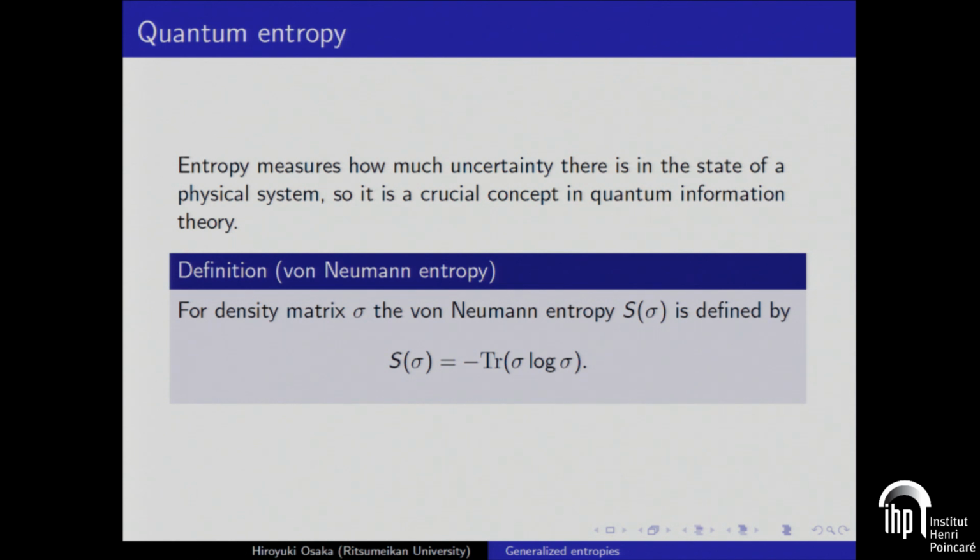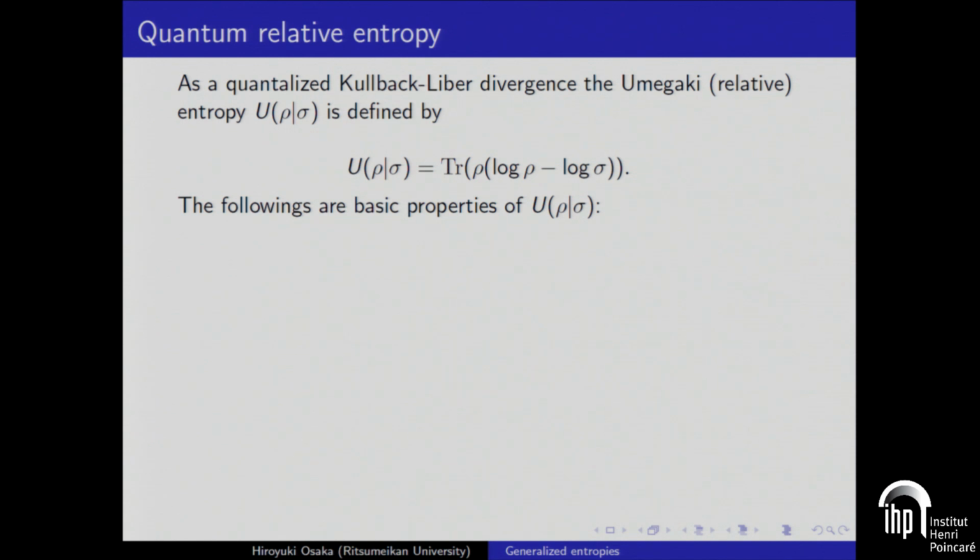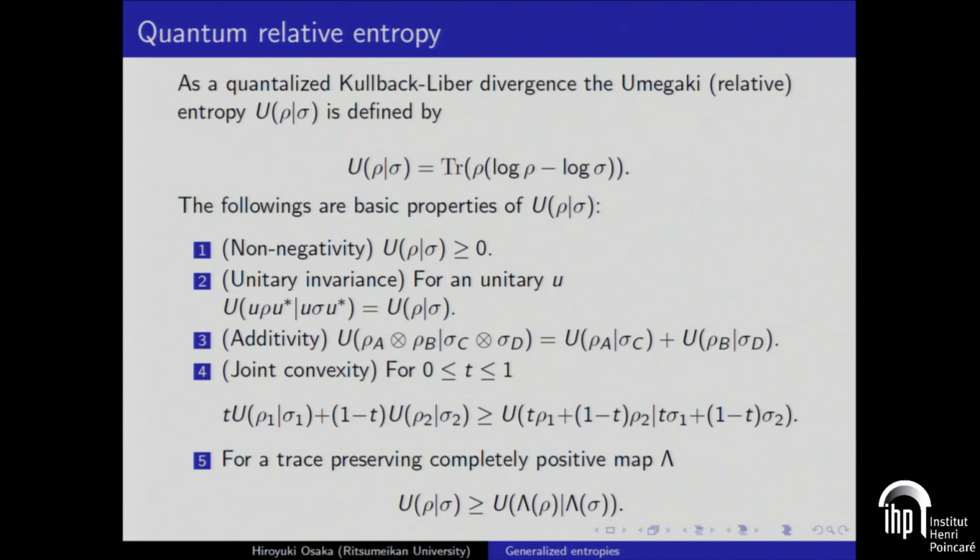Next is the relative entropy, which people sometimes call Umegaki entropy. The relative entropy definition is like this. It has five basic properties: non-negativity, unitary invariance, additivity, joint convexity, and preservation under completely positive maps, which people call monotonicity. Usually, when people define a new entropy, they try to check non-negativity, joint convexity and monotonicity. Those three conditions are what people usually check, whether they are true or not.